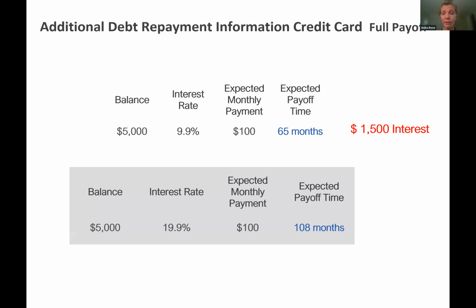But let's look at a scenario where it's more like what the credit card interest rate is really like, which is about 19 to 20%. And you're still paying that $100 a month. It's going to take you 108 months to pay it off. And now you're paying a whopping $5,700 in interest, more than what you have charged. Okay, so you can see why it makes no sense to run a balance on a credit card. If you can't afford the item, just don't buy it.